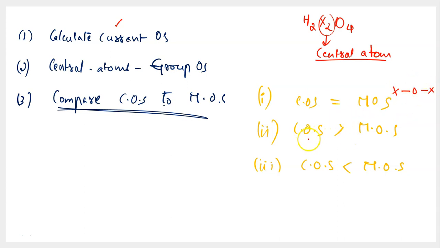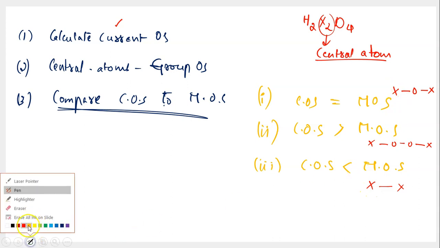If the current oxidation state is greater than the maximum possible oxidation state, then you might have a peroxy bond like this, XOOX bond. If the current oxidation state is lower than the maximum oxidation state, then both the central atoms could be directly connected to each other. So this comparison step is helping you to identify the type of bond between the central atoms: whether they are directly connected to each other, connected with the help of a peroxy group, or connected with the help of a single oxygen. Okay? And after you identify this, you go to step 4.